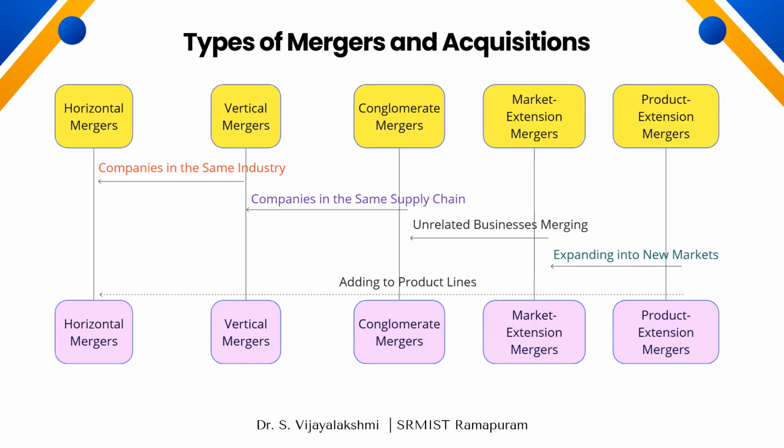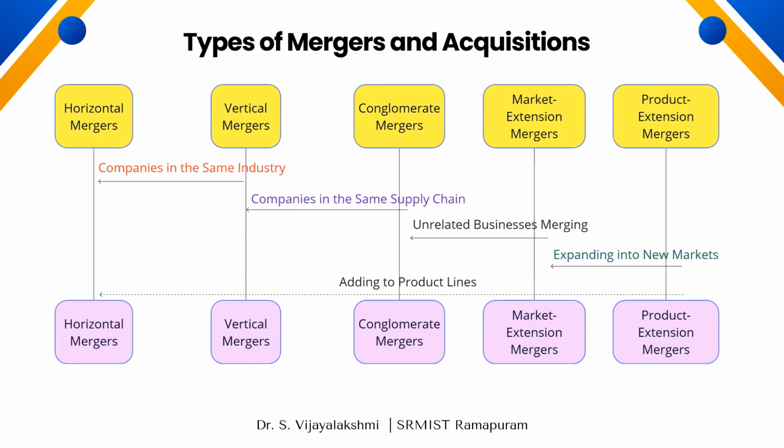Conglomerate mergers. Conglomerate mergers involve companies in entirely unrelated business activities. These mergers are typically motivated by diversification of risk and investment. A classic example would be a technology company merging with a food processing company.